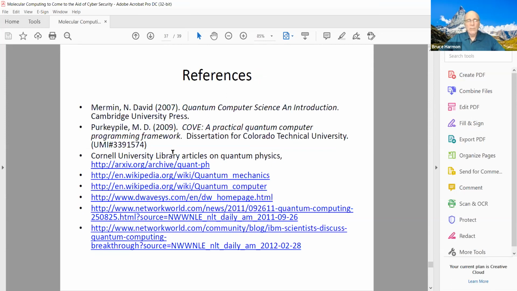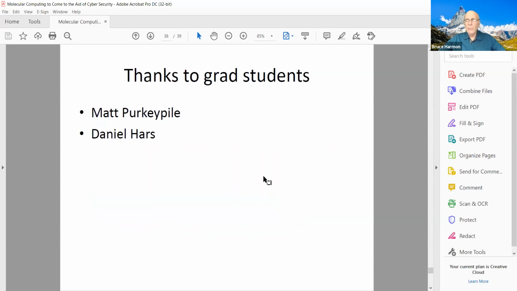I did mention the Cornell Library of Articles on Quantum Physics is extensive, and that's the one I want to call out. David Mermin's book on quantum computer science is the best introduction I've ever seen on this topic. Very thorough, very technical. And Matt Perkypile's dissertation from Colorado Technical University is very informative as well, and it really got me started and interested in exploring it. So my thanks to both of these grad students for helping me understand what I do at this point.